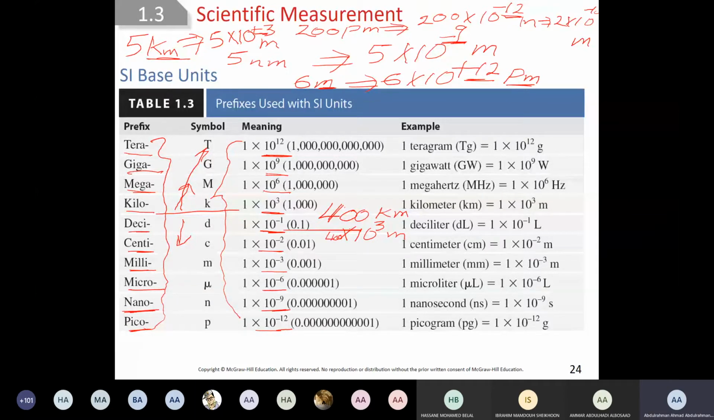Now, if I have 6,000 meters, how many kilometers is this? 6 times 10 to the power minus 3. You multiply by 10 to the minus 3 when changing meter to kilometer. If you want to change kilometer to meter, you multiply by 10 to the power plus 3. I hope this is clear, and you have to memorize this very well.